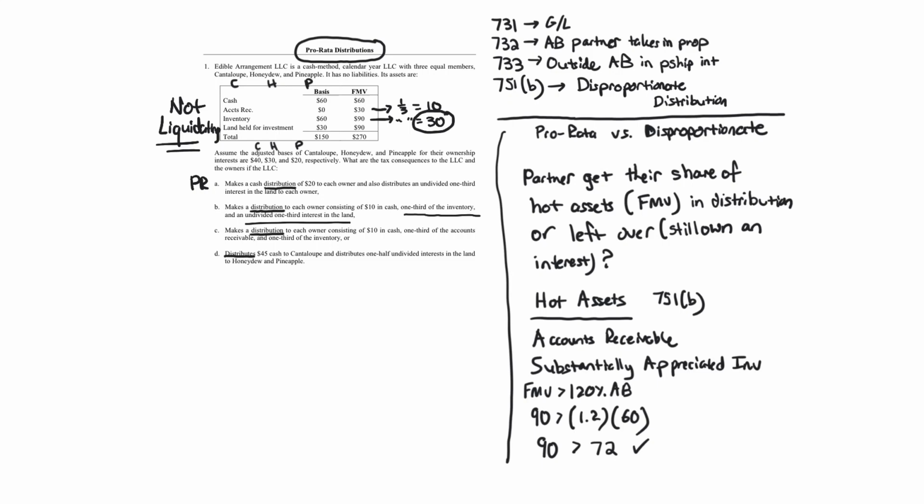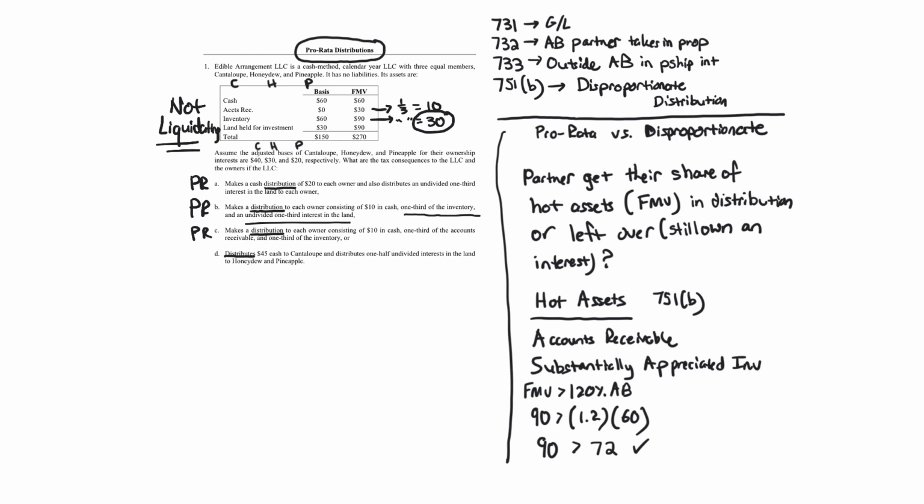C, makes a distribution to each owner of $10 in cash, 1/3 of accounts receivable, and 1/3 of inventory. So before, they each own $10 of accounts receivable, $30 of inventory. After, they each own the partnership interest, 1/3 of, right, which has land and some stuff in it. And then they also have 1/3 of accounts receivable, 1/3 of inventory. So again, they're good. So pro rata, pro rata, pro rata.